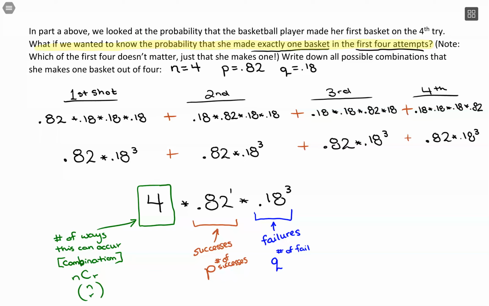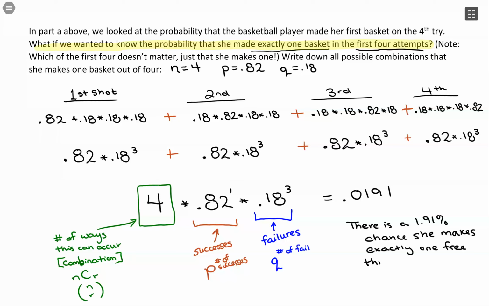But this is what's happening in the background. It's taking into account how many successes and how many failures we need, along with how many different ways can this occur, which bumps up the calculation. So if we throw this into a calculator, we get 0.0191 out, which would just mean there is a 1.91% chance she makes exactly 1 free throw in 4 attempts.